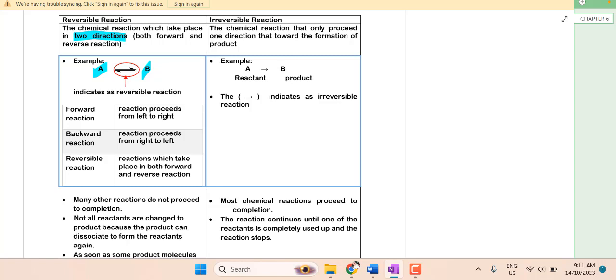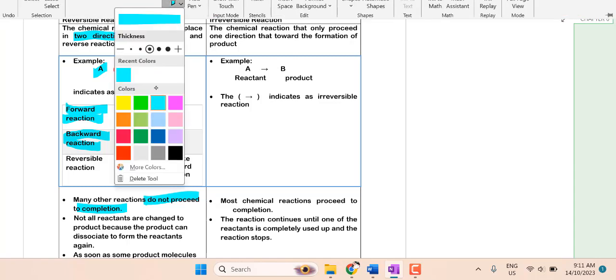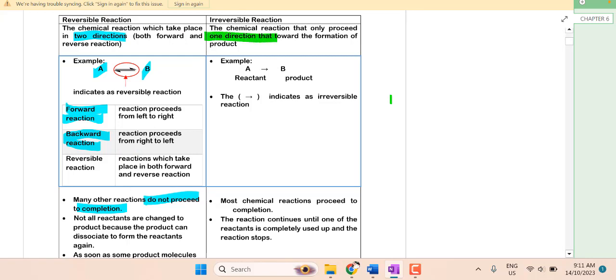When reactant forms a product, we call this the forward reaction. When product forms a reactant, we call it the backward or reverse reaction. For a reversible reaction, the reaction does not proceed to completion. For an irreversible reaction, the reaction only proceeds in one direction, meaning reactant dissociates to become product, one direction only.